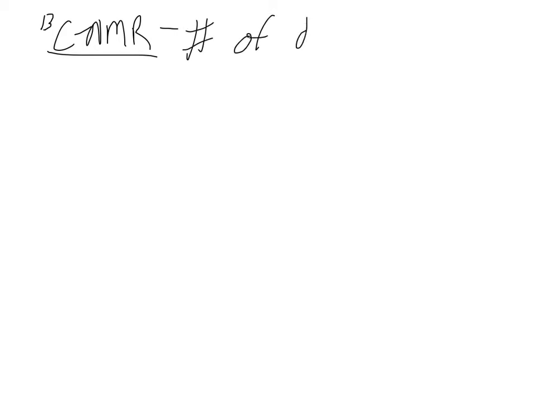Okay, we're going to practice some C13 NMR. Carbon 13 NMR, remember, tells us the number of different carbons. It's a lot simpler than HNMR. There's no splitting, right? There's no integrations, but it does tell us the number of different carbons.